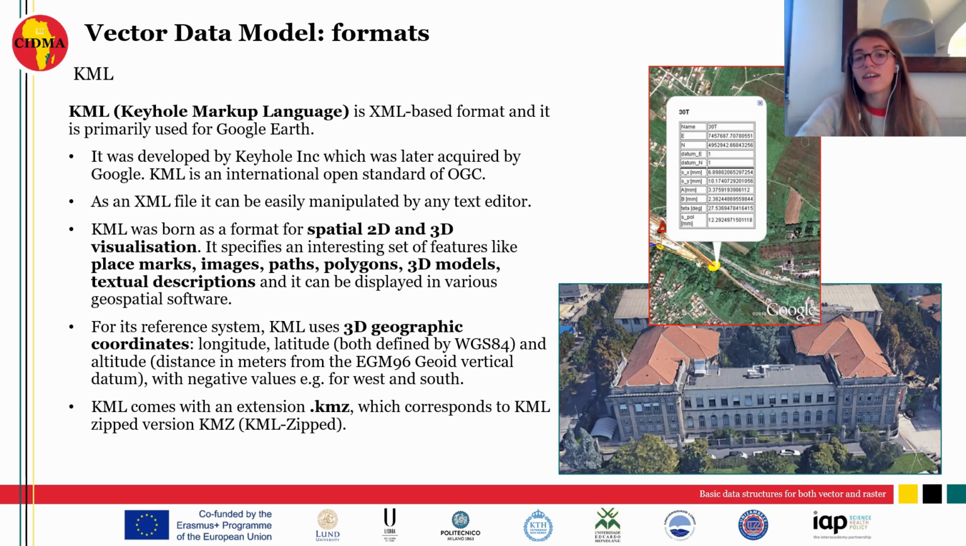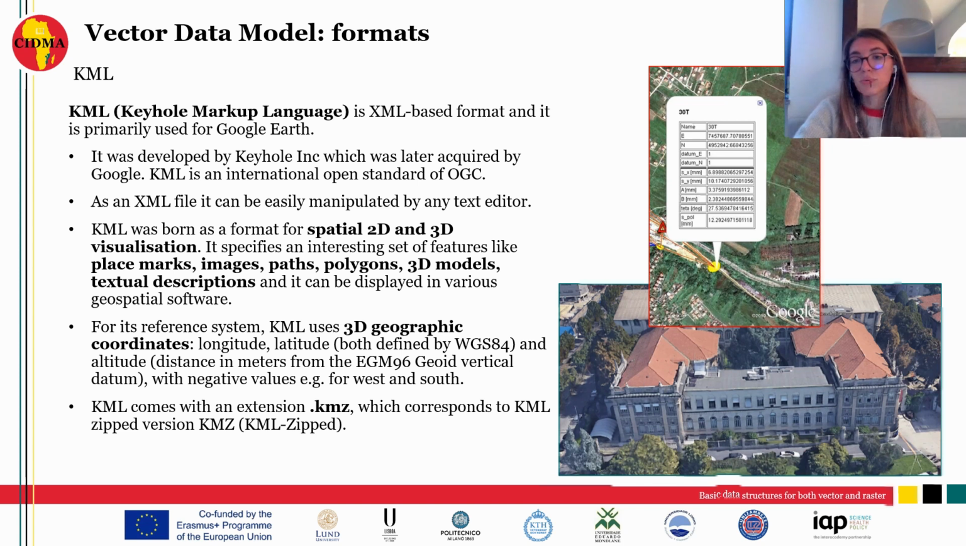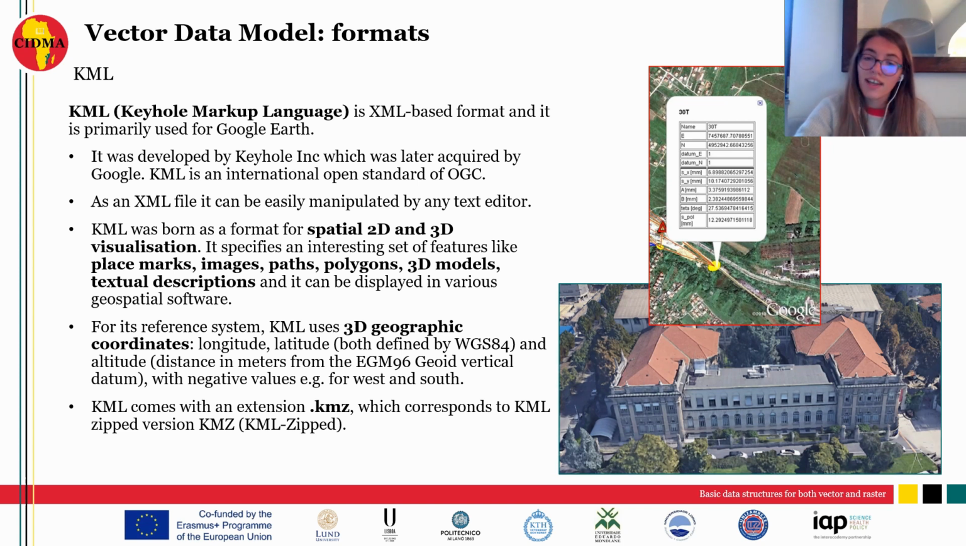Indeed, it can define a very interesting set of features like placemarks, images, paths, polygons, 3D models, and textual descriptions. And here I have put in the images some examples taken from Google Earth. First, at the top you can see a placemark with its description, and then under, in the second picture, you can see a 3D visualization of a building with, attached to it, a photograph of the building itself.